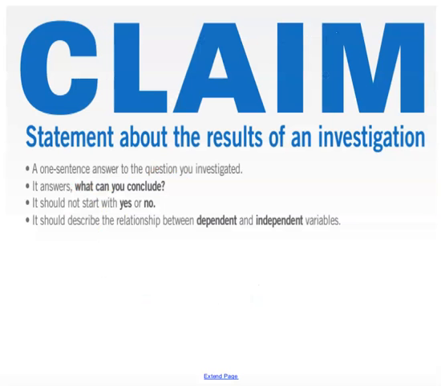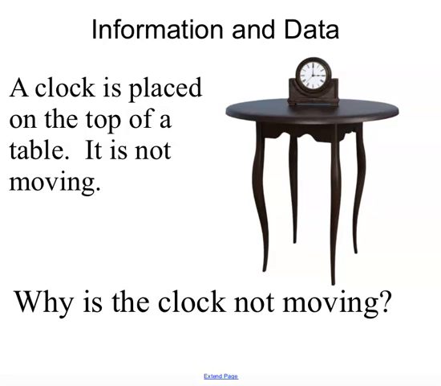Now remember, a claim should only be a sentence in length. And I had some people that continue to write mini paragraphs for the claim. You're just answering the question. That's it. What's your conclusion? What did you find from the evidence? And in this case, you're answering the question, why is the clock not moving? So that's what you're going to answer.